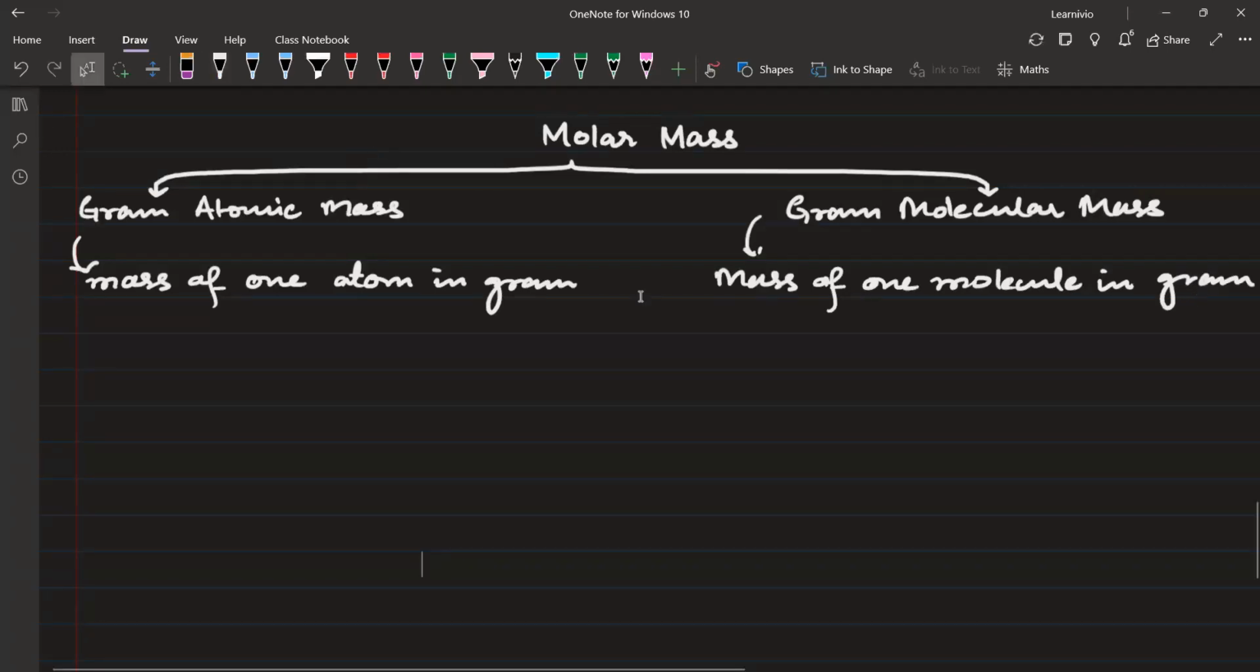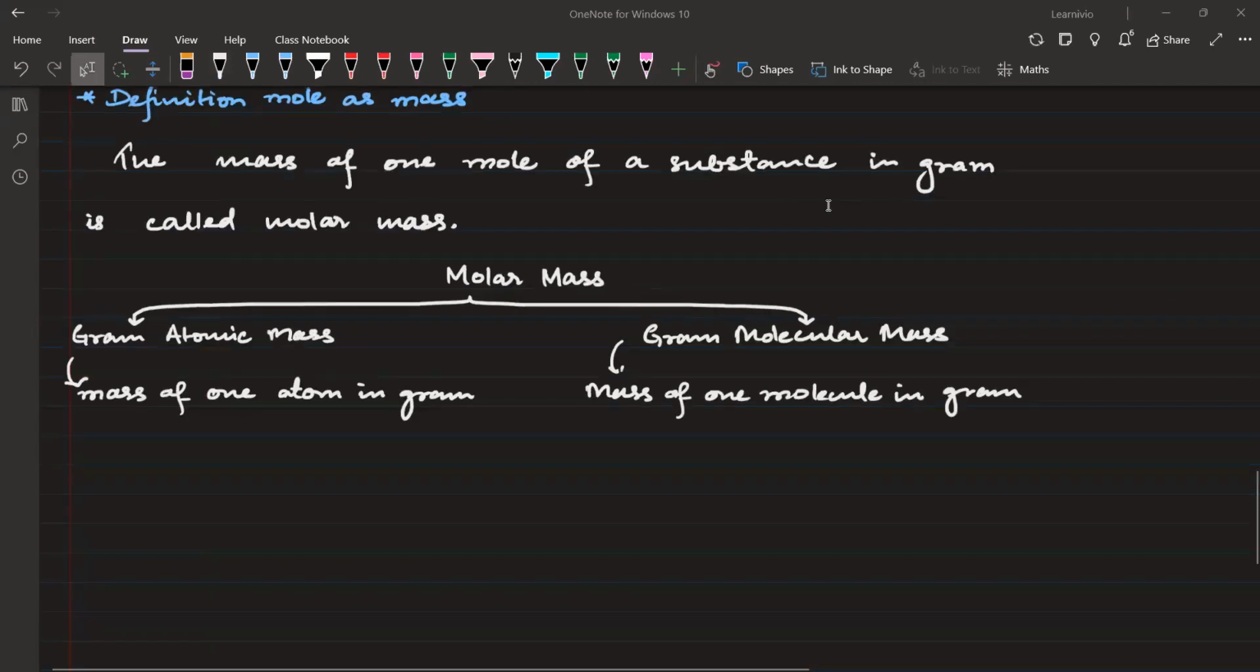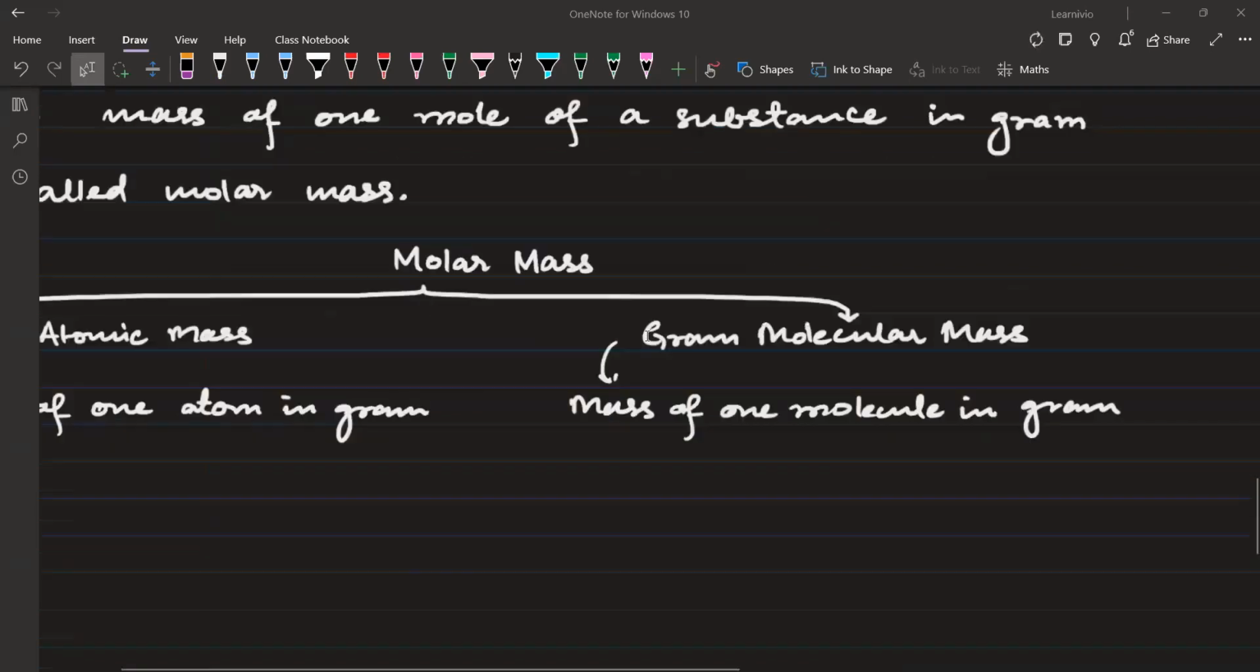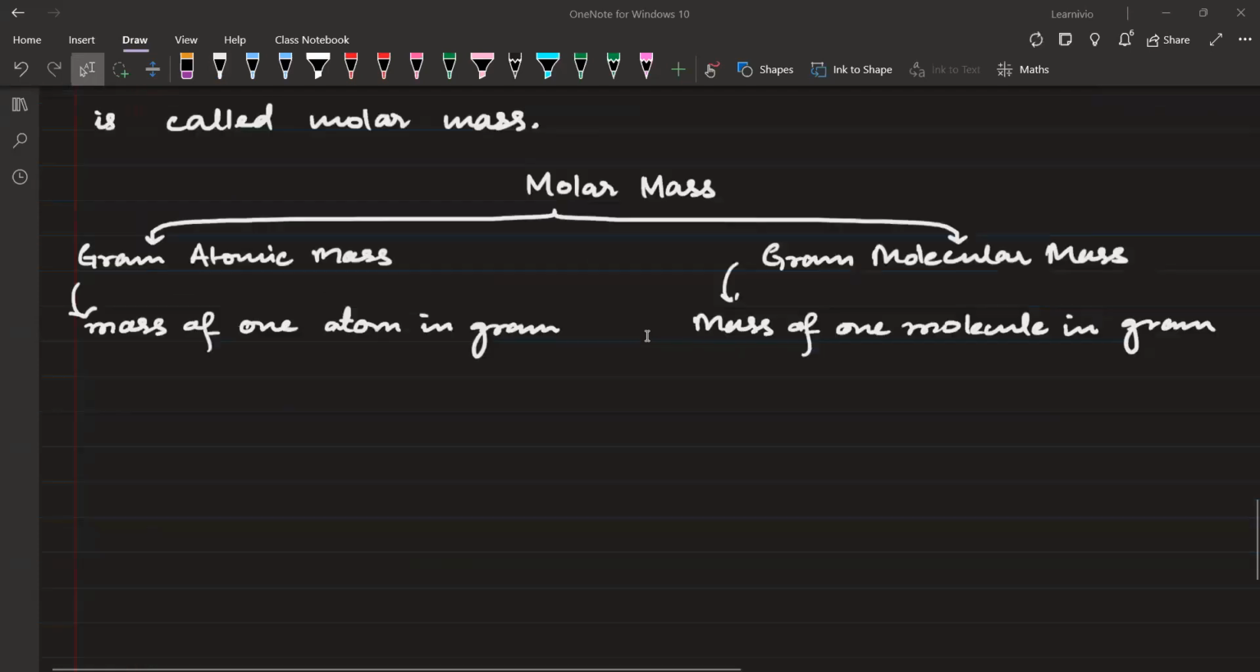Should I scroll up? What I said is that gram atomic mass is nothing. Atomic mass is always in AMU. AMU हटा के gram will be. You will just remove AMU and write grams. I will explain it. Don't worry. Everything will be in their notebooks.